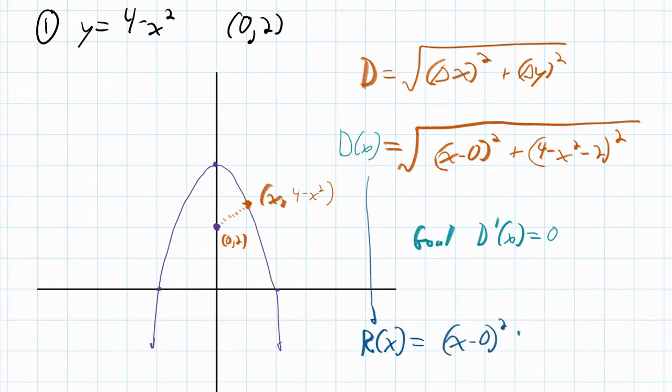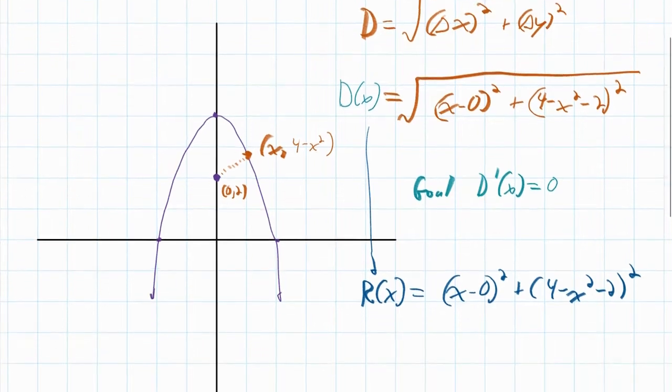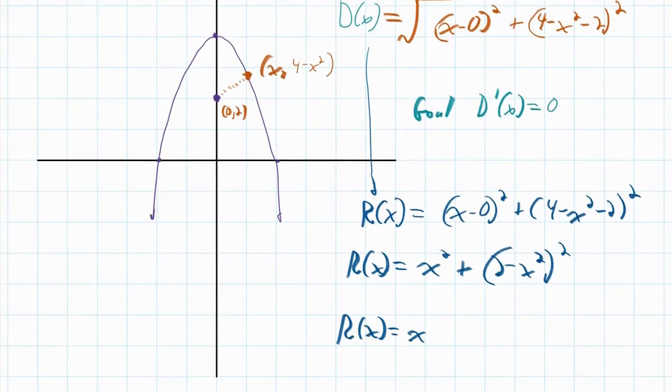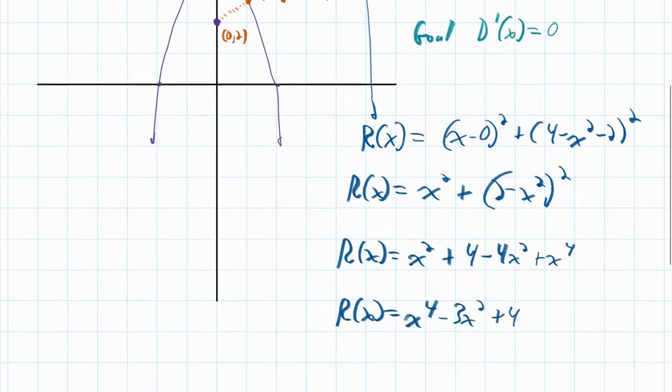inside the radical. I'm doing this because at the place where d of x is optimized, basically the place where you have the smallest distance, it's also going to be the place where the inside of the radical is the smallest. Same x value, so I might as well use the simpler function. We're going to simplify r of x. This is x squared plus 2 minus x squared, squared, or r of x is equal to x squared plus 4 minus 4x squared plus x to the 4th, or r of x is equal to x to the 4th minus 3x squared plus 4.